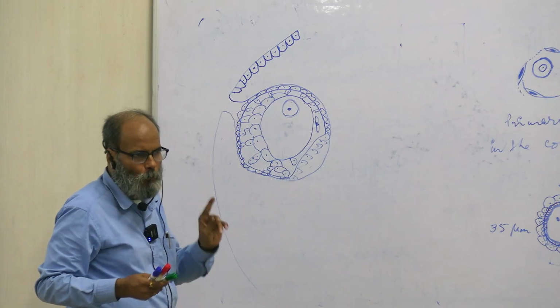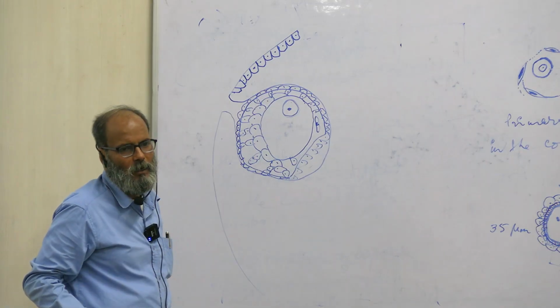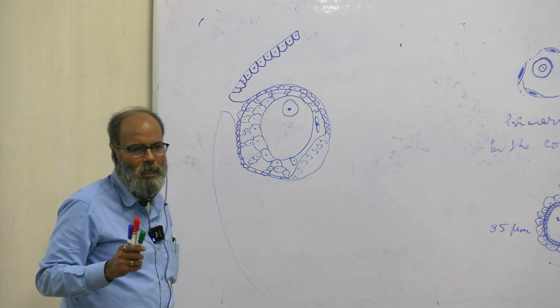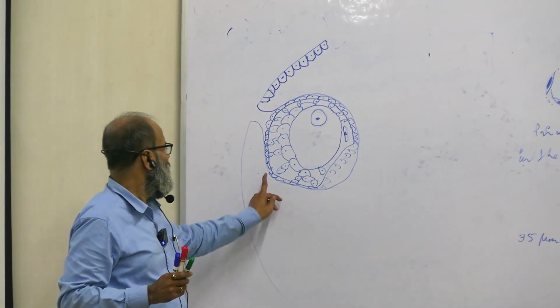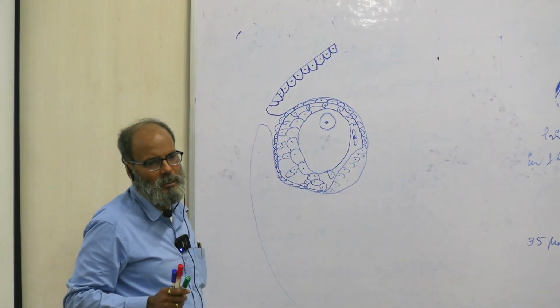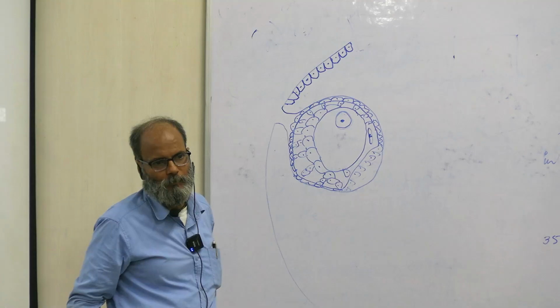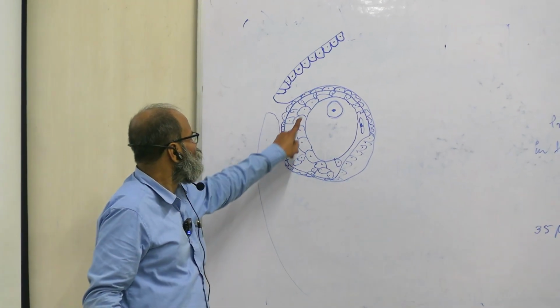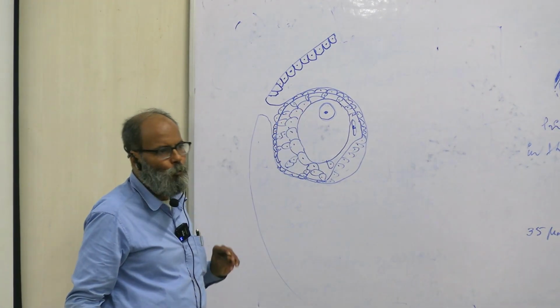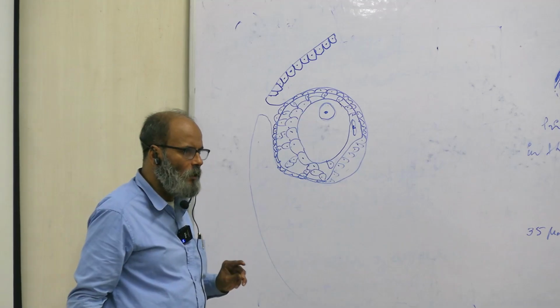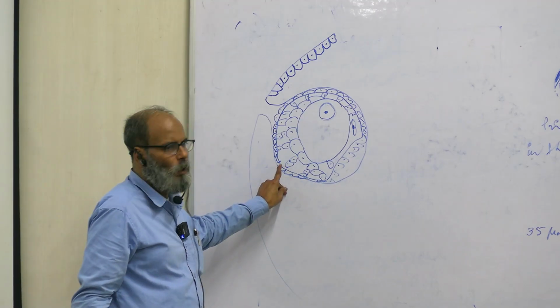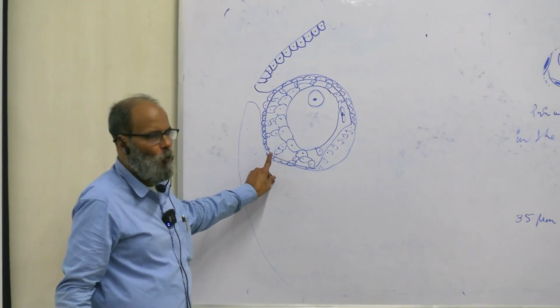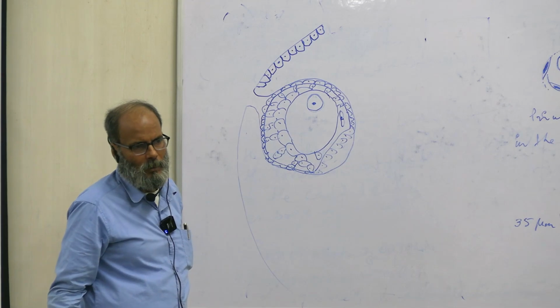The strip of follicular cells around the ovary is called the cumulus ovaricus. The layer close to the ovary is the cumulus ovaricus. The layer towards the periphery, away from the ovary, is the stratum granulosum.